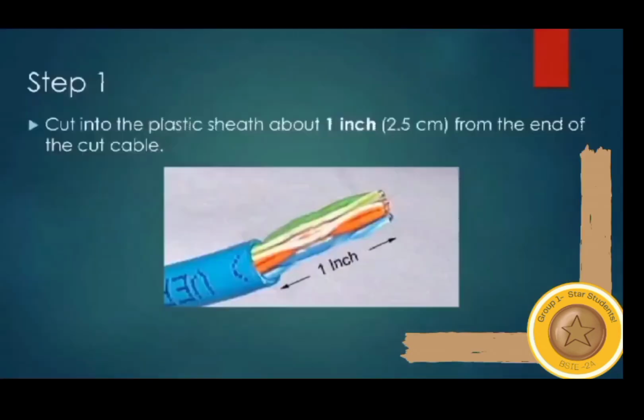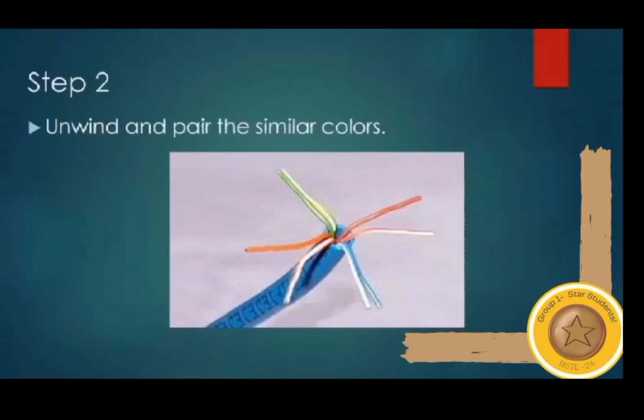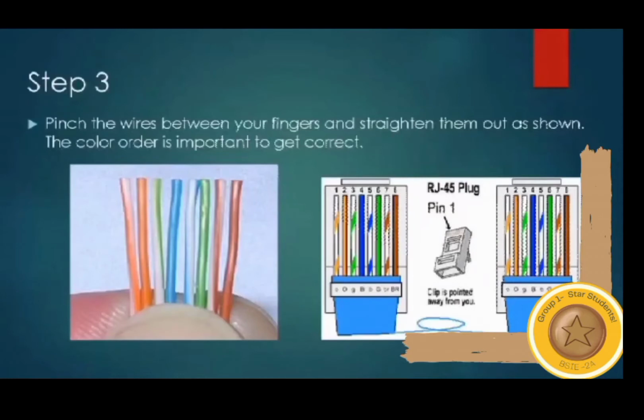Here are the guidelines in making the two important Ethernet cables. The first thing that you need to do is to cut into the plastic sheet 1 inch from the end of the cut cable. The crimping tool has a razor blade that will do the trick with practice. Second, unwind and pair similar colors. Third, pinch the wires between your fingers and straighten them out as shown. The color order is important to do this correctly.